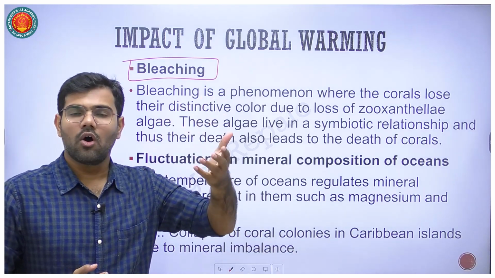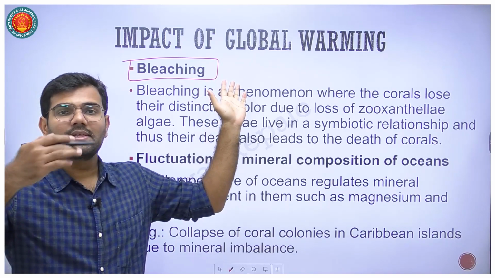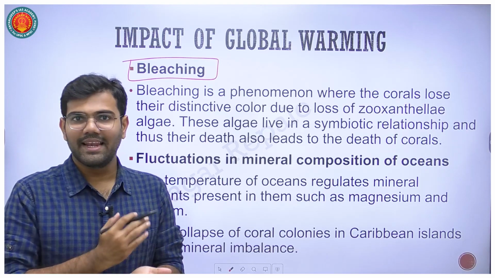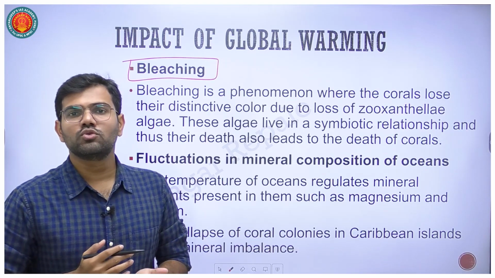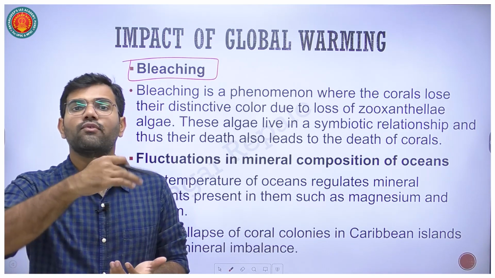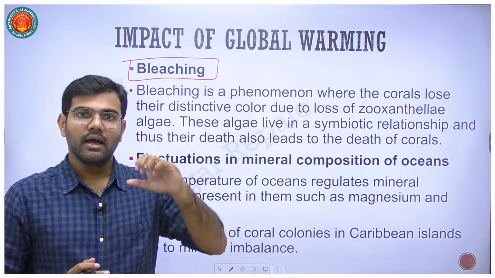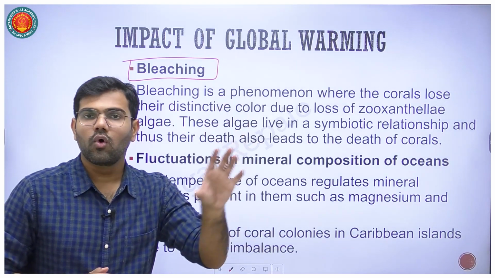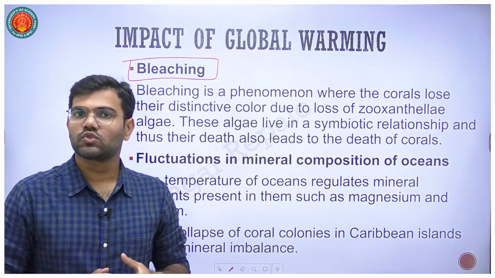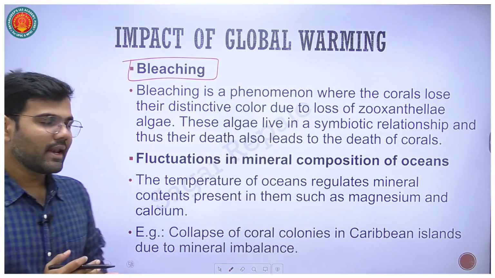They cannot sustain hot temperature, or they cannot sustain cold temperature. So due to the global warming, the temperature is increasing, which is not feasible for the Zooxanthellae algae. So there is death of Zooxanthellae algae, and we know Zooxanthellae algae are important for the food production in the coral system. So when Zooxanthellae algae die, the entire coral reef system collapses, because Zooxanthellae is the source of food, and if the temperature increases, Zooxanthellae algae die.